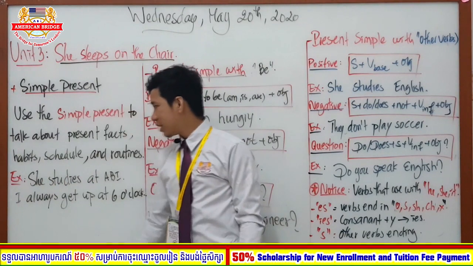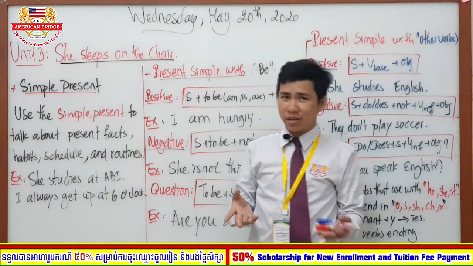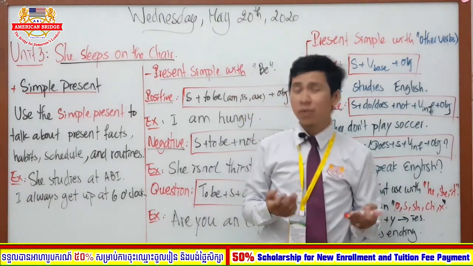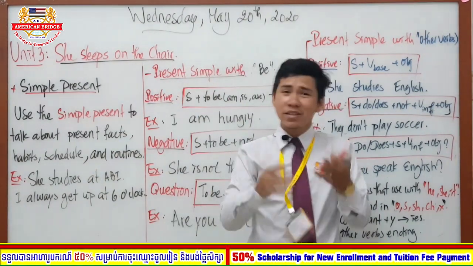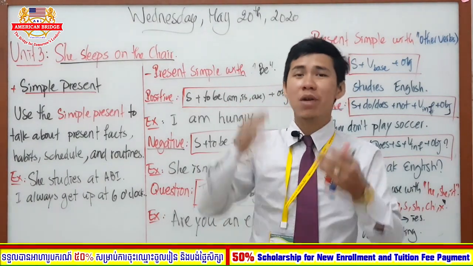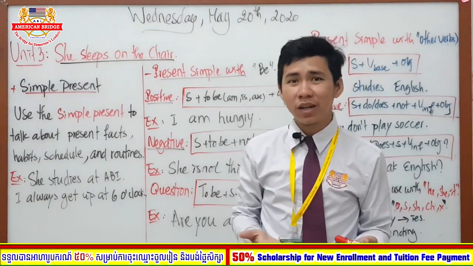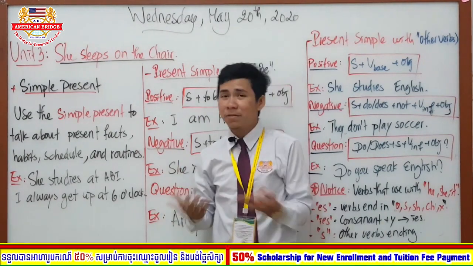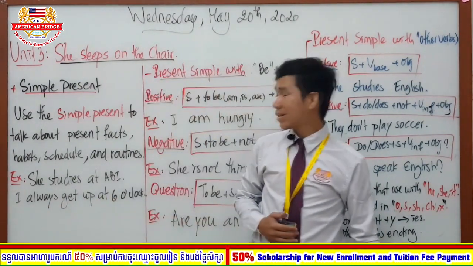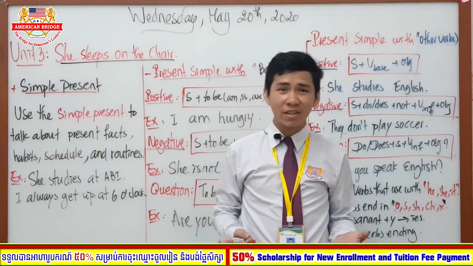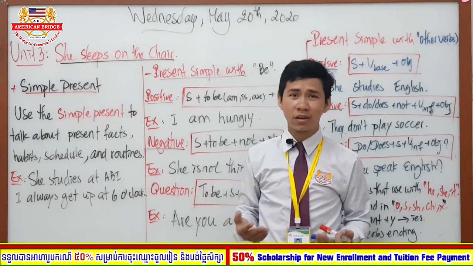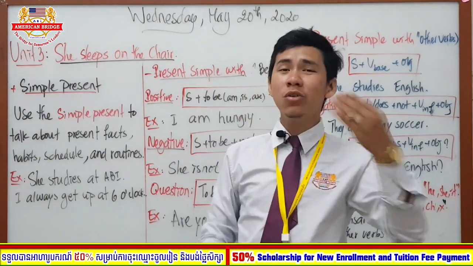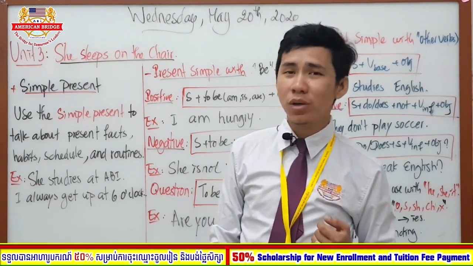However, let's look at 2 examples. "She studies at ABI." Is it a fact, a habit, a schedule, or a routine? For sure it is a fact. Presently she studies at ABI. However, when she graduates from grade 12, where does she study? She will be studying in university. That's why it is a fact. "I always get up at 6 o'clock." Is it a habit, a schedule, or a routine? It is a habit. That is my activity that I do every day, getting up at 6 o'clock in the morning.